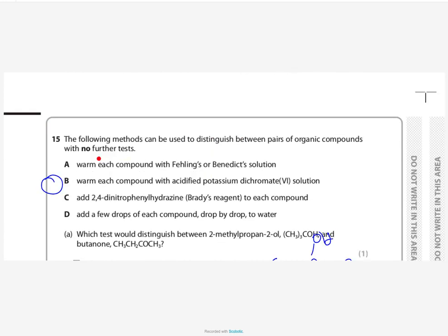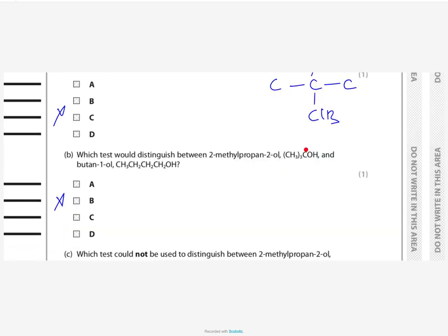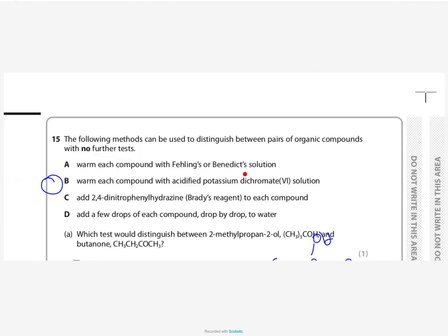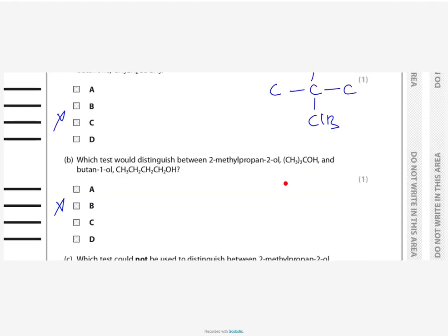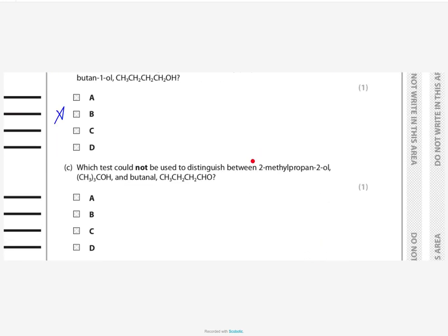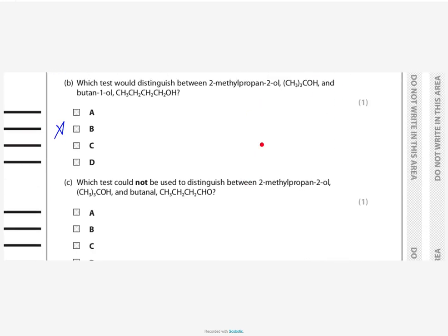But can you choose the first one? Fehling's or Benedict's? You can't use Fehling's or Benedict's also because both are alcohols, right? So you can't use Fehling's or Benedict's. I thought one is an aldehyde, sorry. Both are alcohols. You can't use Fehling's or Benedict's. You can. I'm sorry. I think I'm referring to the wrong question.